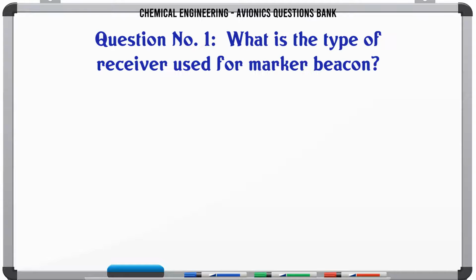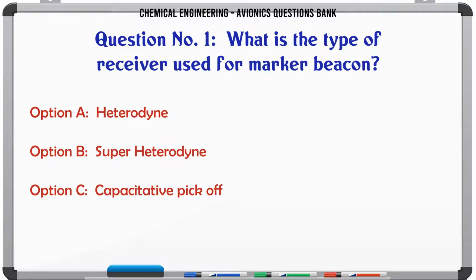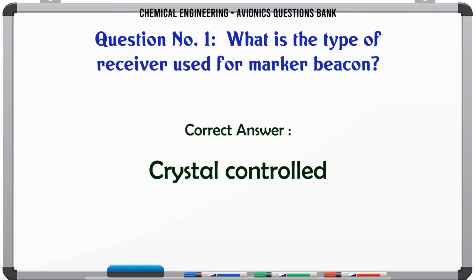What is the type of receiver used for marker beacon? A. Heterodyne. B. Superheterodyne. C. Capacitive pick-off. D. Crystal controlled. The correct answer is crystal controlled.